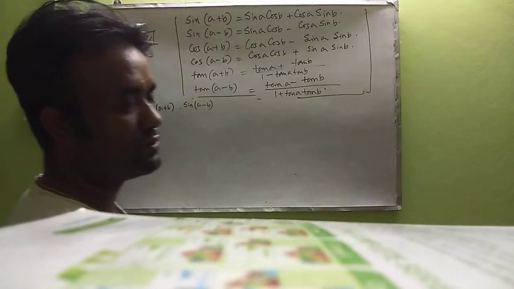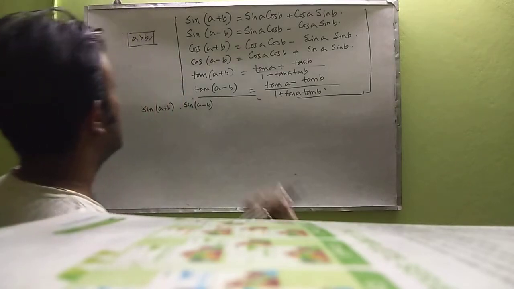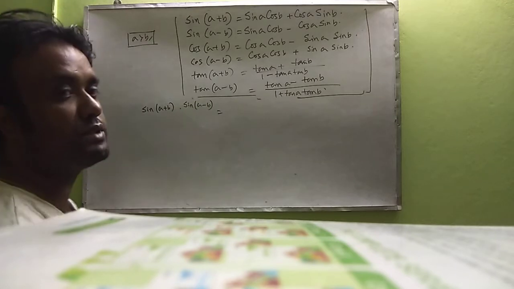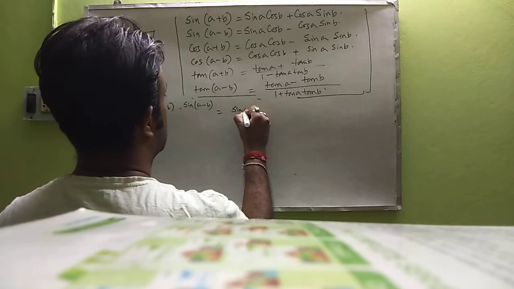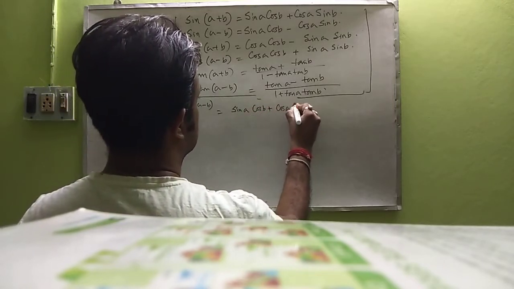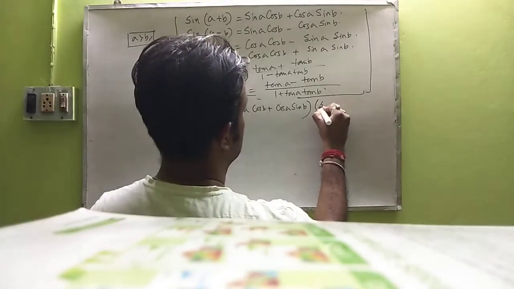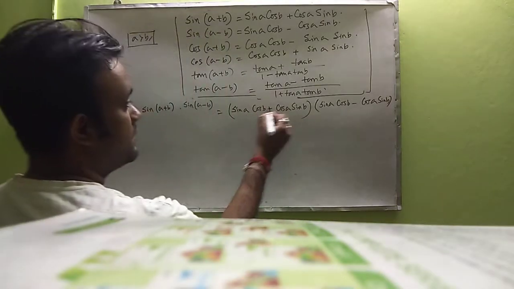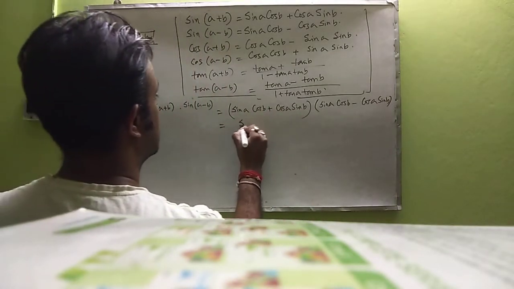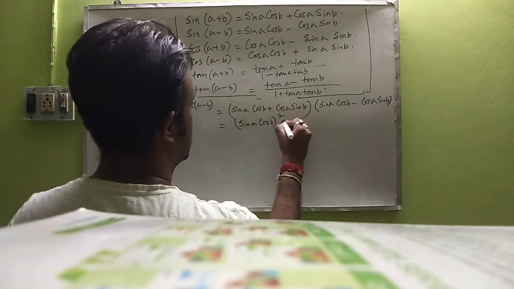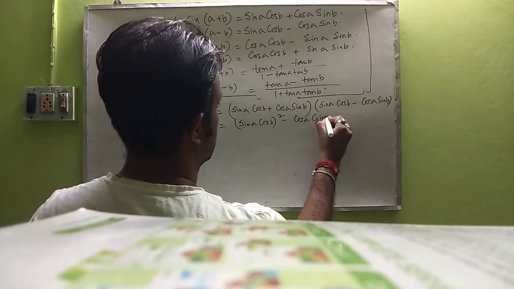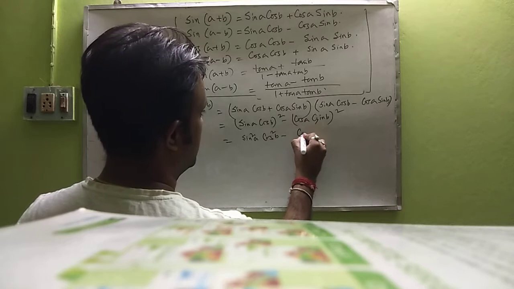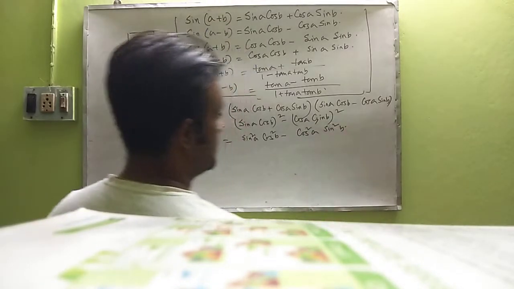Now we derive some formulas of compound angles with the help of these basic formulas. Sine of A plus B into sine of A minus B will be sine A cos B plus cos A sin B into sine A cos B minus cos A sin B. That is of the form a plus b into a minus b, which is a square minus b square, which is sin square A cos square B minus cos square A sin square B.